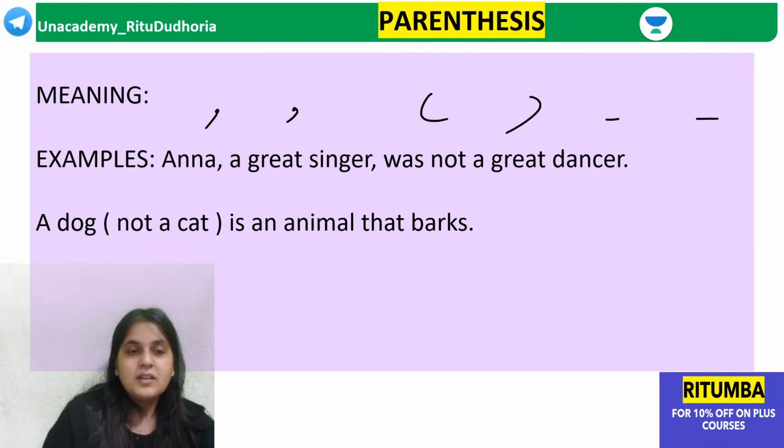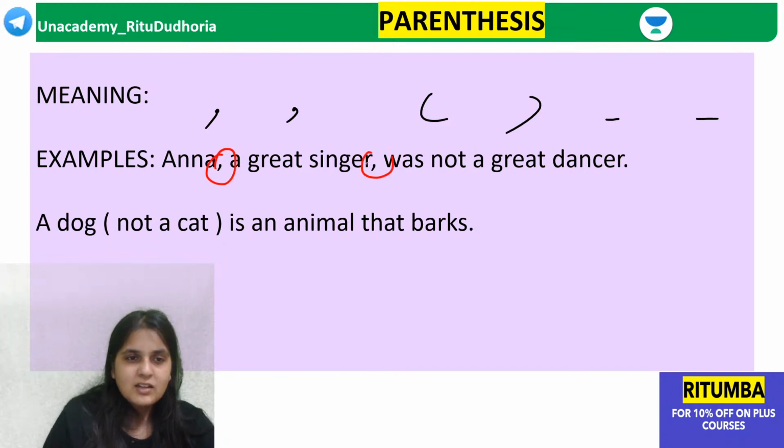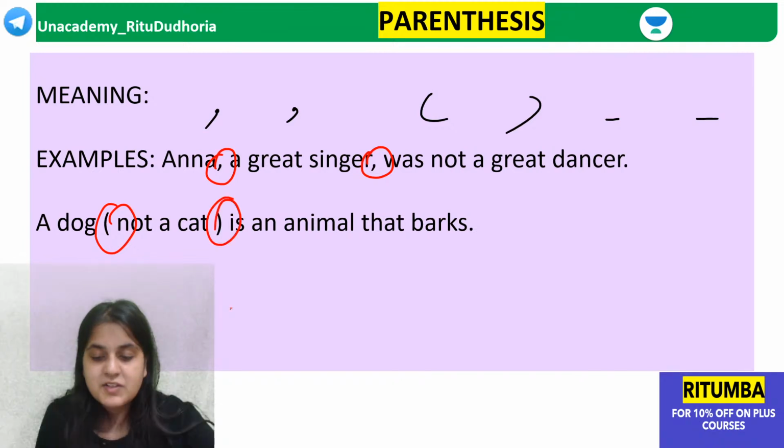Okay, so dekho. Anna, a great singer, was not a great dancer. What have I used here? I've basically used, एक minute, I'll remove the brackets so that you don't get confused. तो यहाँ पे क्या यूज हुआ है guys? यहाँ पे अगर आप देखो तो क्या यूज हुआ है? Two commas यूज हुए हैं. A dog, not a cat. यहाँ पे brackets यूज हुए हैं. So these are basically examples of parenthesis.